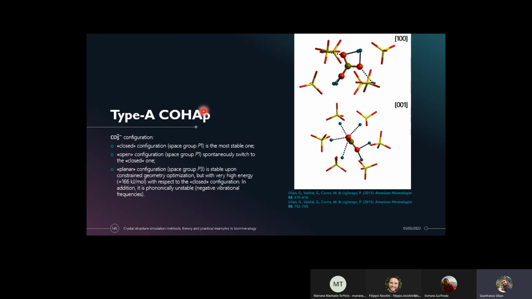And the open configuration spontaneously switched to the closed one. And the planar one is stable if we fix the space group, the symmetry. We make some symmetry constraint in our structure, but if we remove this symmetry constraint, it switches also to the closed configuration. So, what is the origin of this P minus 3 observation?